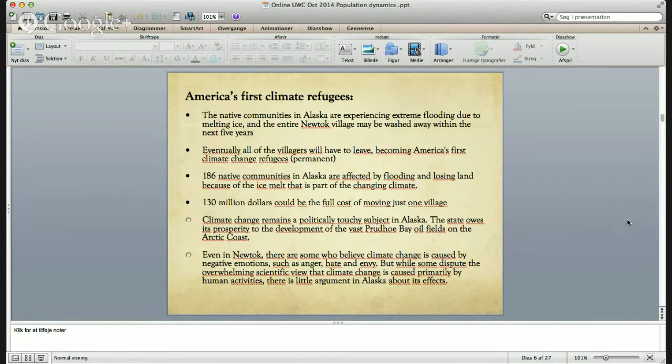But it is actually quite massive. So 186 native communities in Alaska are affected by flooding.